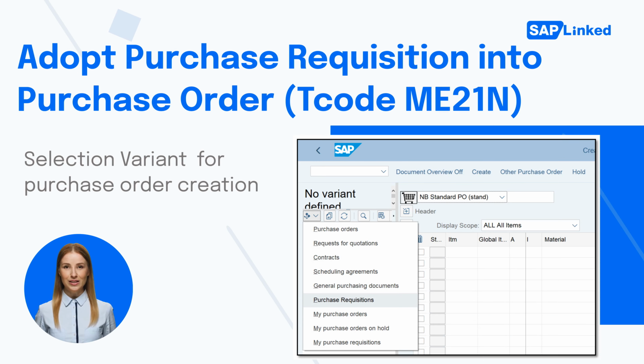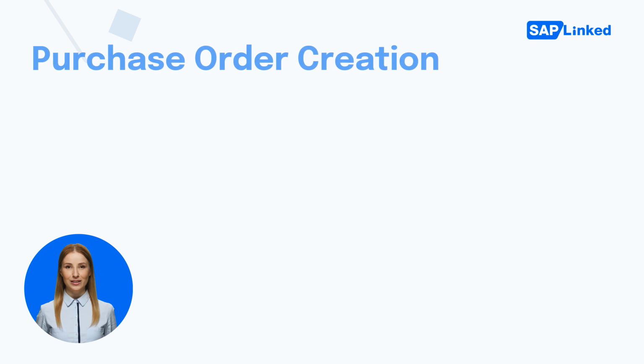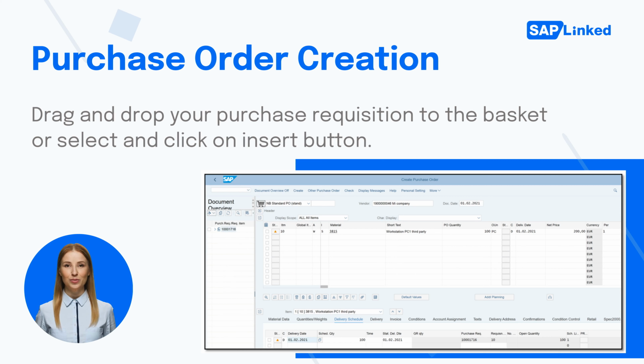Go to T-code ME21N. Use the standard order, which you have defined. From the document overview, choose the selection variant as purchase requisition. It will take you to the screen where you select the purchase requisitions. On this screen, select the details of your purchase requisition and click on the Execute button. Now drag and drop your purchase requisition to the basket, or select and click on the Insert button. The data from the purchase requisition will be copied to the purchase order. Check all details and save the purchase order.